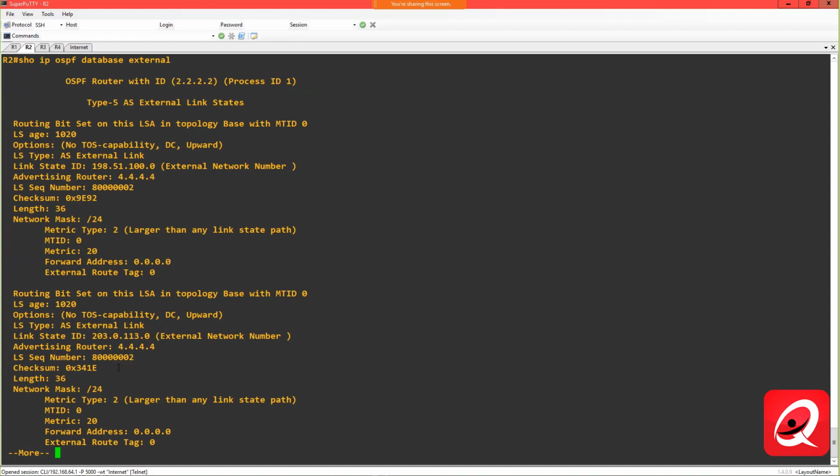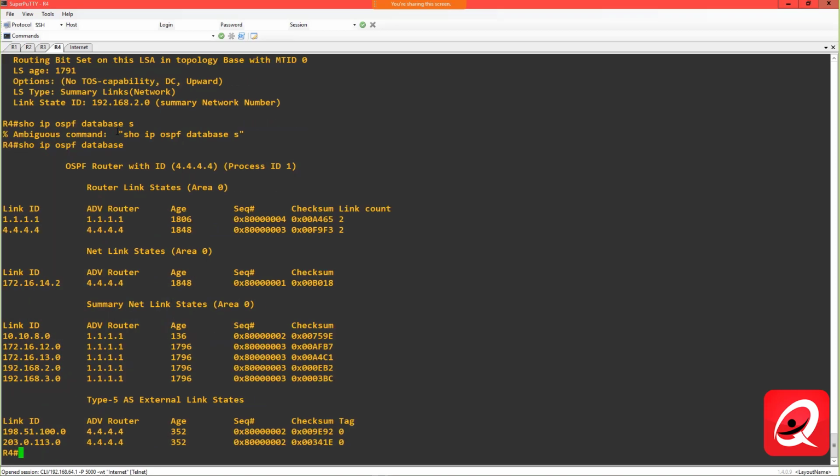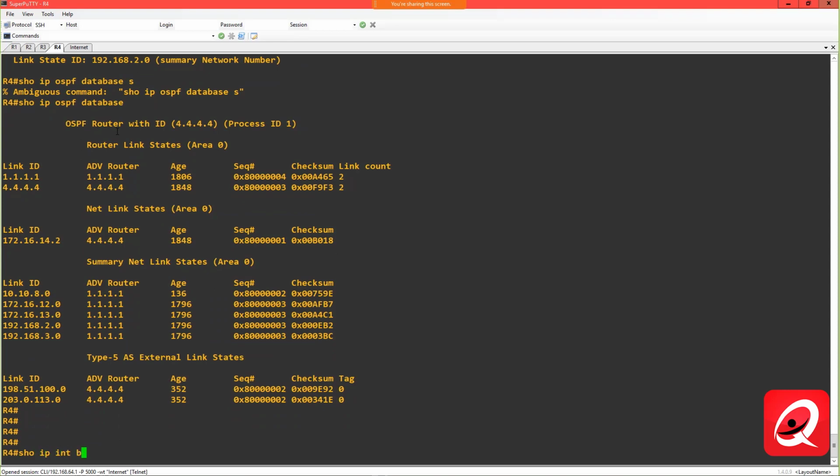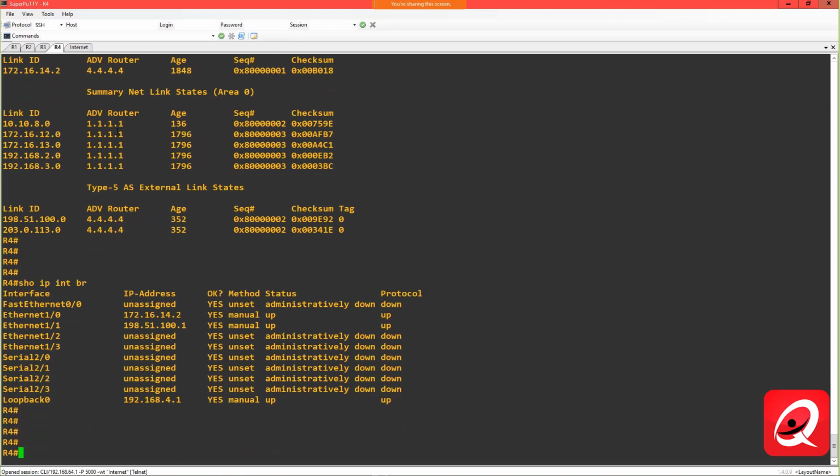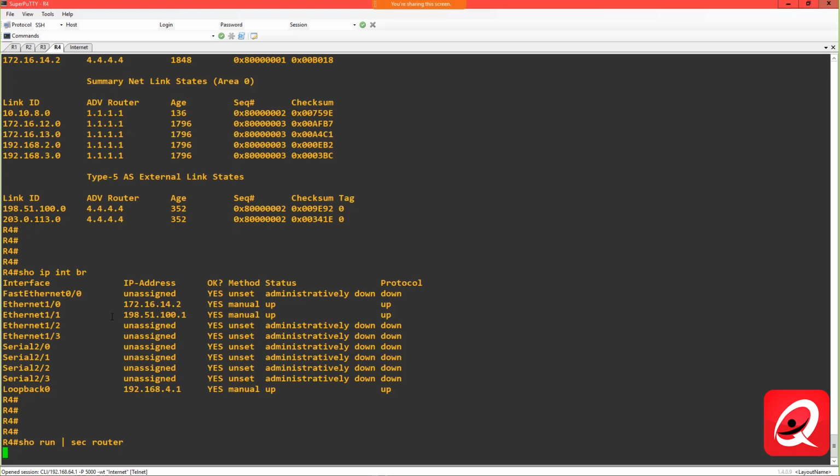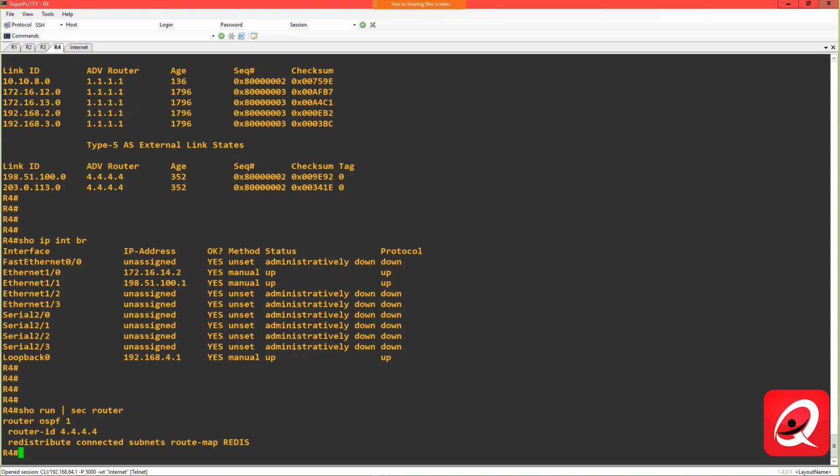and so on. So before I get into that next part, which takes us back to type 4 LSAs, I'm going to go into router 4, and we're going to really quickly show you how we can summarize these type 5 LSAs into OSPF. Let me do a show run section router, and I just want to see how we're doing the redistribution, show you guys how we're doing the redistribution in this case. Most likely just a redistribute connected. Yep. So we're doing a redistribute connected, all the subnets based on the route map redis.